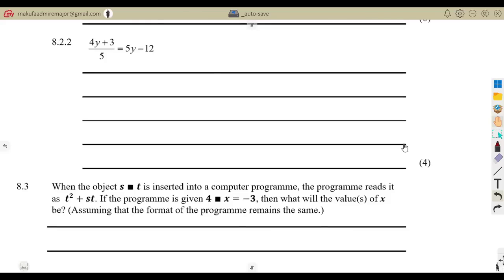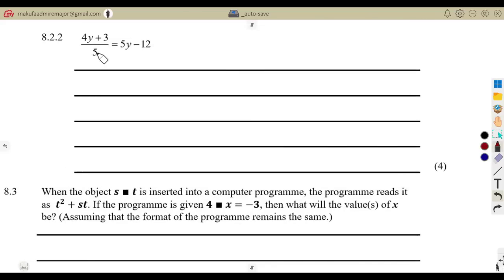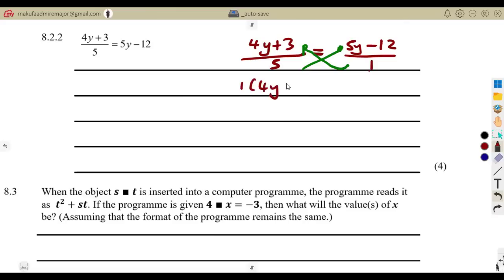All right, let's consider 8.2.2, and that is for y. All right, so this is (4y + 3) over 5 is equal to (5y - 12) over 1. I've got two fractions, one on the left, another one on the right. So cross multiplication can work. We can cross multiply. That is 1 times the 4y + 3, and this 5 is going to multiply the 5y minus 12. So that's cross multiplication. So 1, distributed into the bracket, times 3, which is a positive 3, is equal to, you distribute by 5 this bracket. 5 multiplies everything. 5 times 5y, 25y, and 5 times minus 12, minus 60.